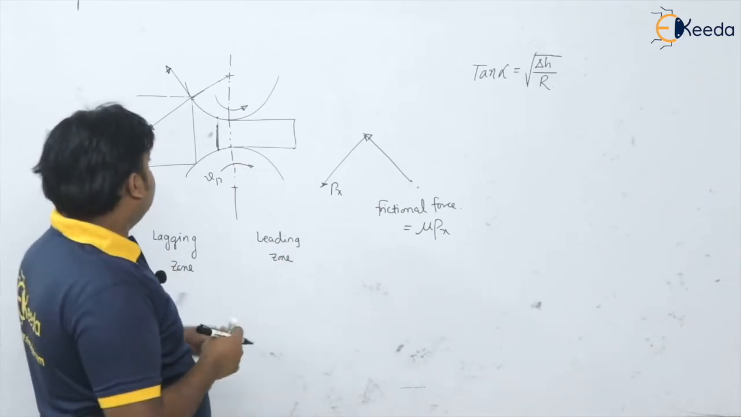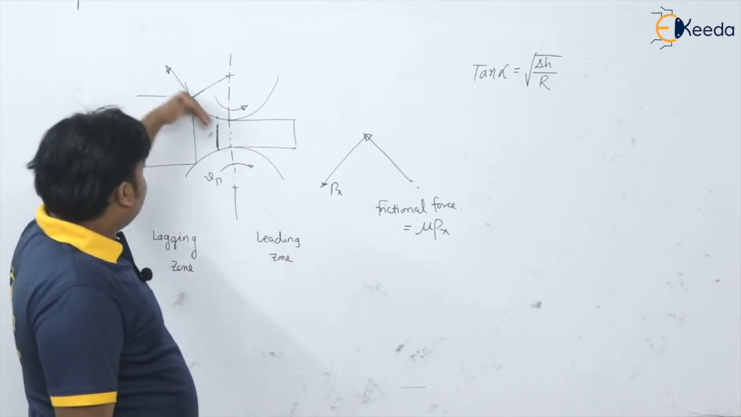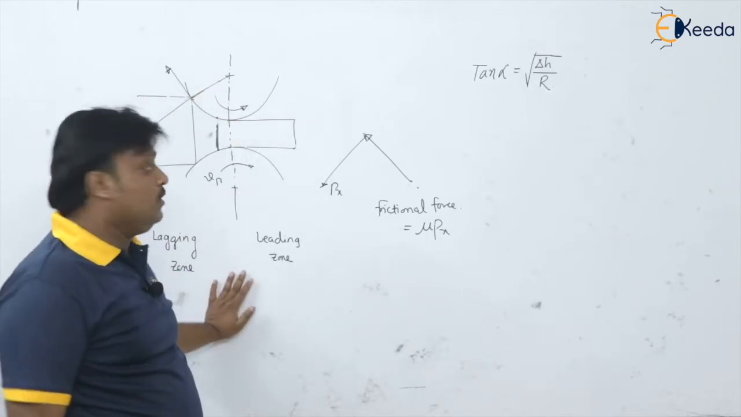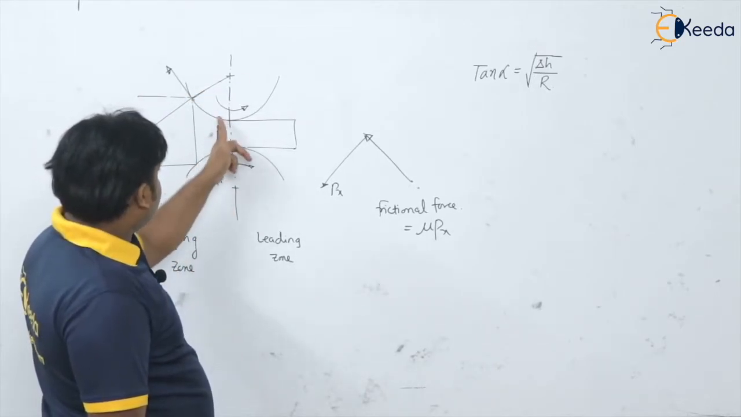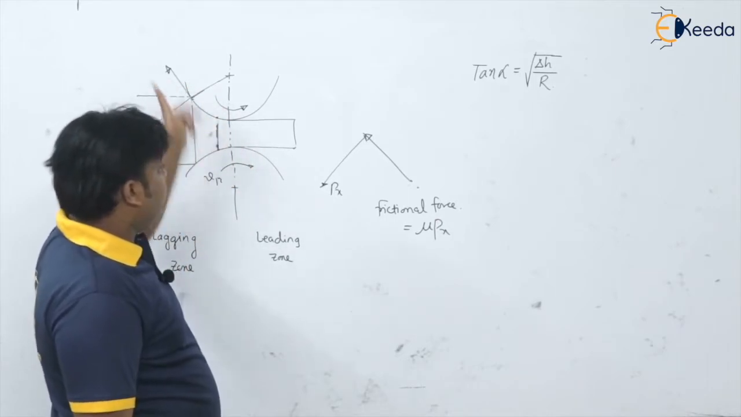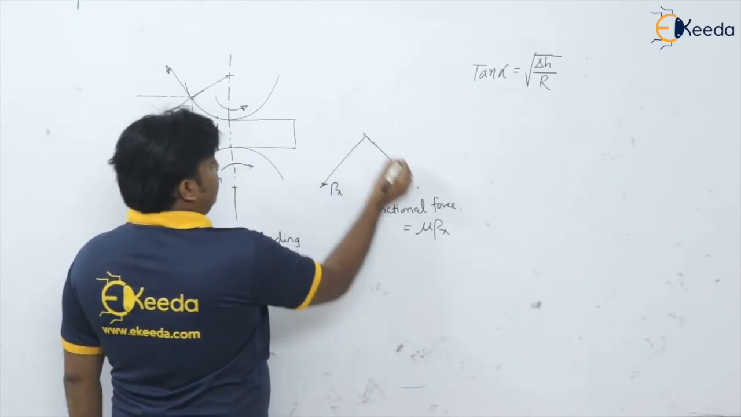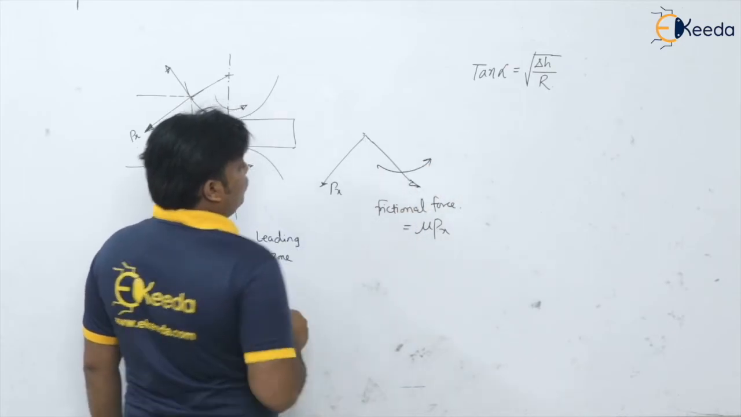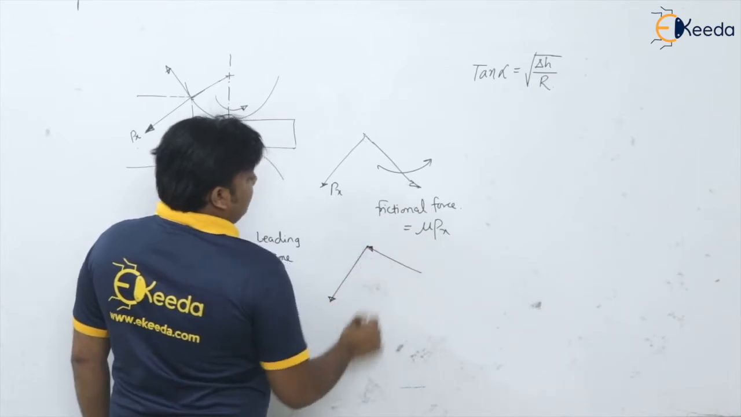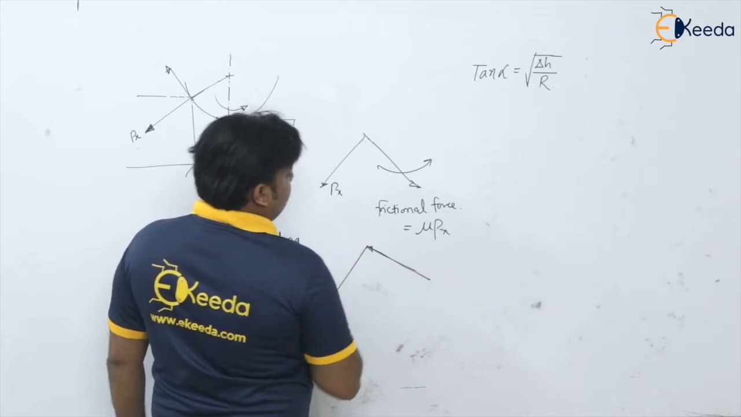But please remember that in the lagging zone, the component of frictional force is along the direction of the rotation of the roller. Once it passes the neutral point, then the frictional force starts acting in the opposite direction. Please remember, like this. Here at the lagging zone, it will be in the direction of rotation of the roller, and in the leading zone, it will be opposite to the direction of the roller.